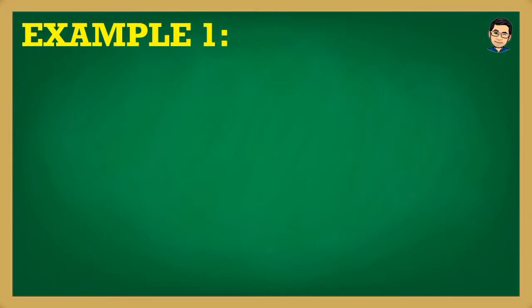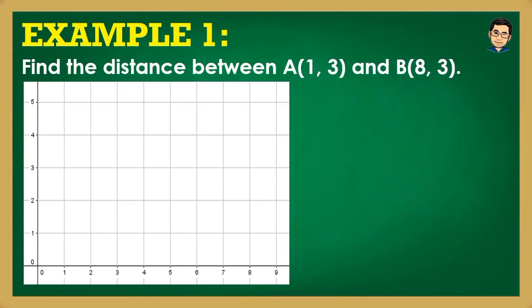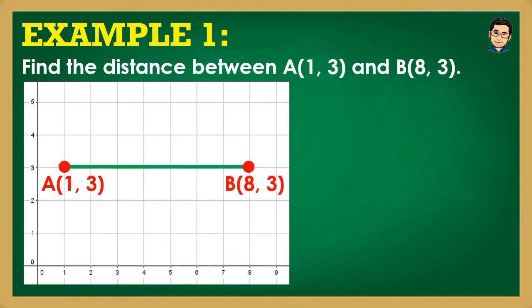So, let us have example number 1. Find the distance between 1, 3 and 8, 3. Okay, kung ipa-plot natin yung A and B sa coordinate plane, ito ang magiging itsura niya. For A, coordinates of A, 1, 3, ito siya. And then, for B naman, yung coordinates niya, 8, 3, ito naman siya. As you can see, yung ating kukuning distance is yung horizontal distance kasi nakapahiga. Yung distance from A to B ang kukunin natin.